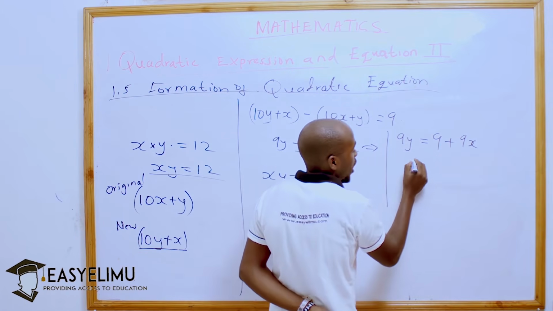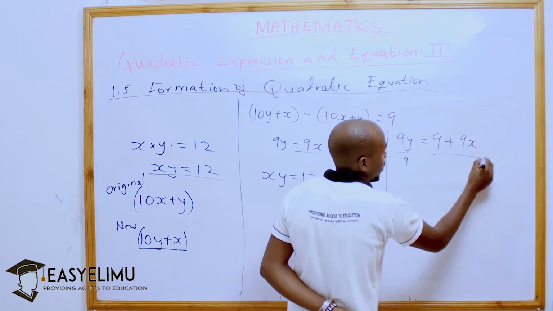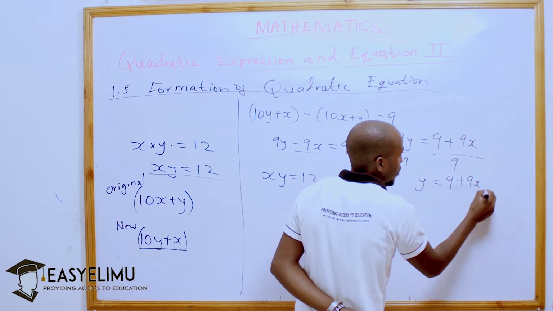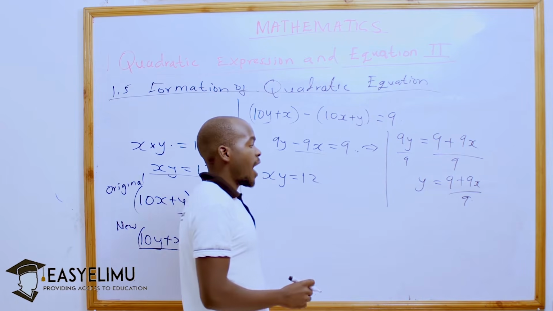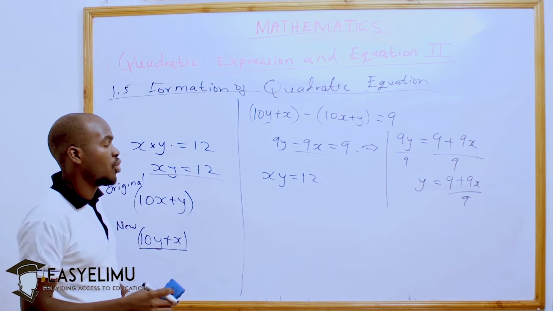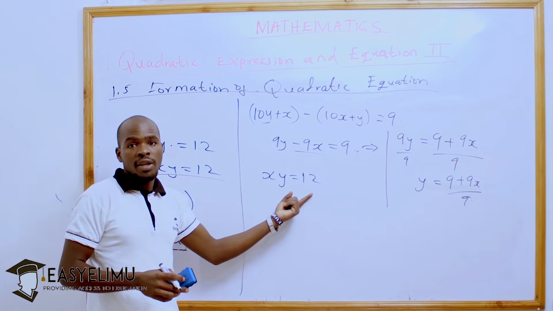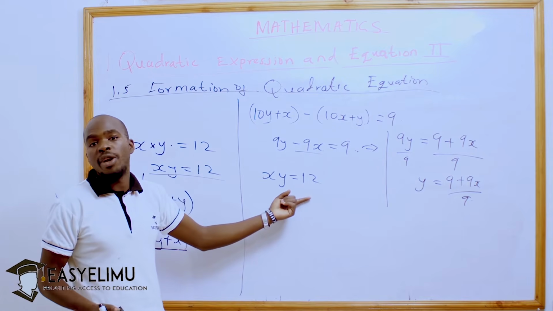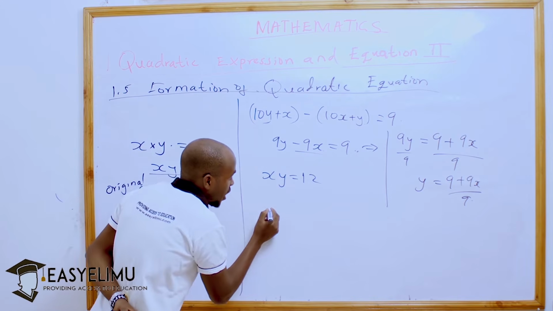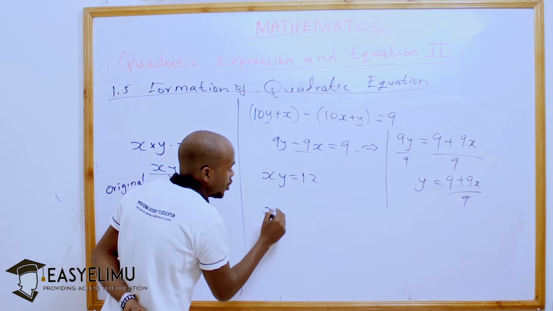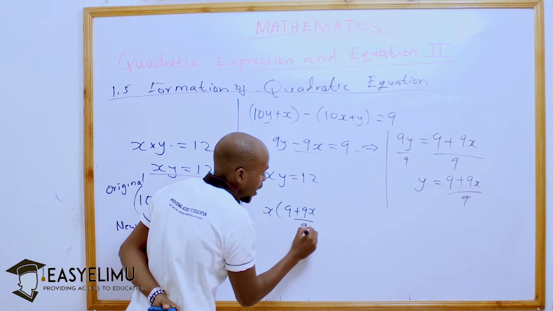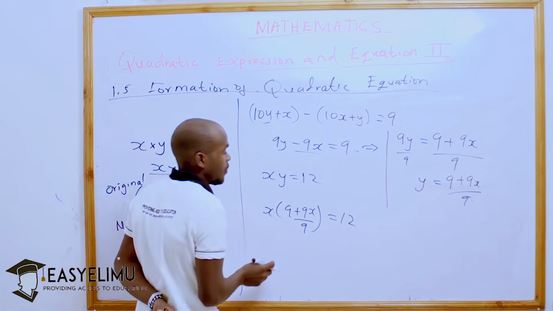Now to find the value of y, we need to divide both sides by 9. And we find y is equal to 9 plus 9x over 9. Now I made y the subject, so I'm going to replace it in the new equation. Or you can even use this one. The way you think is simpler, the better for you. Now we are going to replace it here, and for the value of y, I'm going to replace it with 9 plus 9x over 9 is equal to 12.